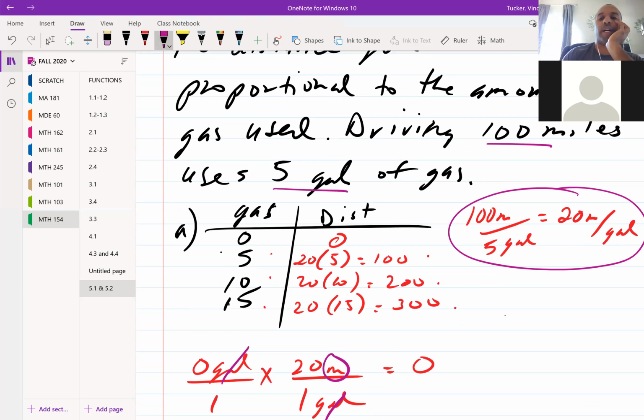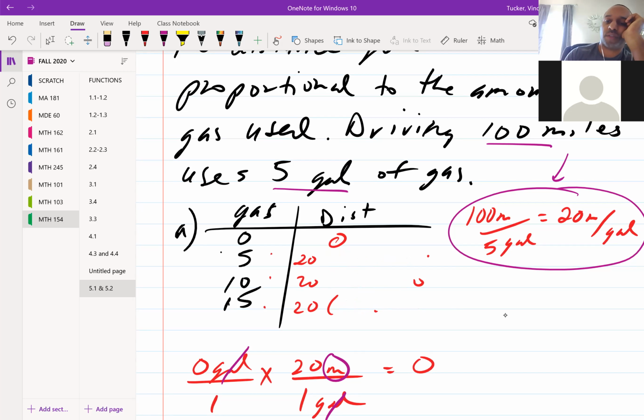So the first thing we recognize is that our rate is 100 miles per 5 gallons of gas. So to simplify that, 100 miles over 5 gallons is 20 miles per gallon. And so that was the first thing, just taking your rate and establishing what your rate is, 20 miles per gallon. We could reduce that to 20 because 100 divided by 5.